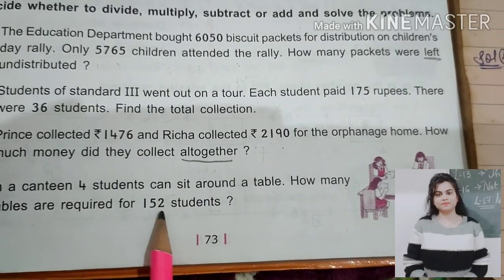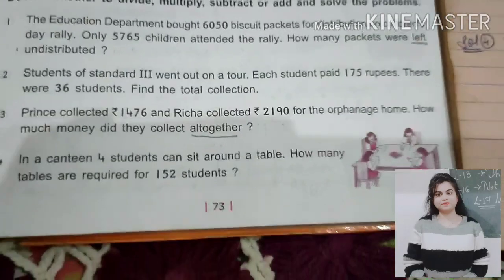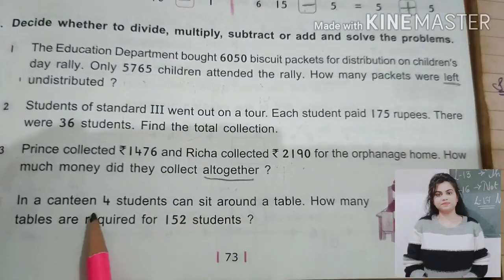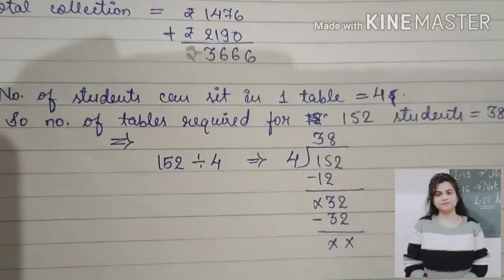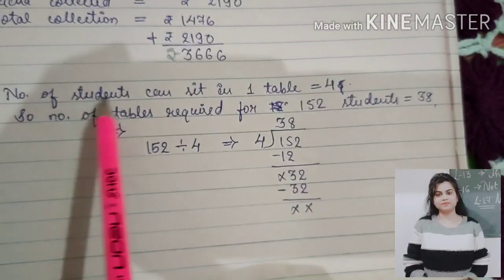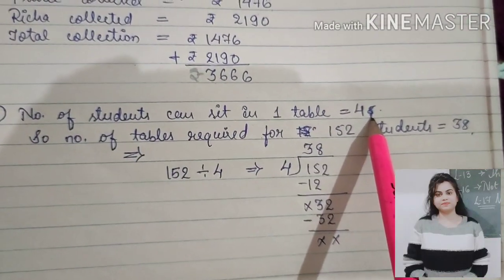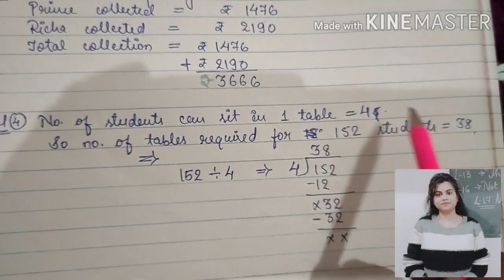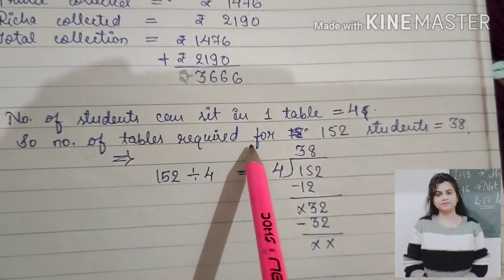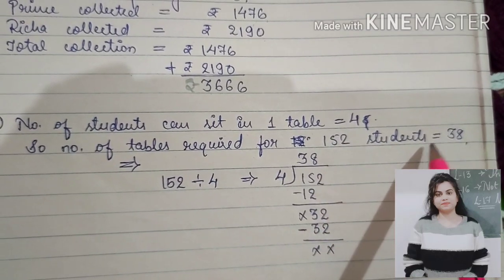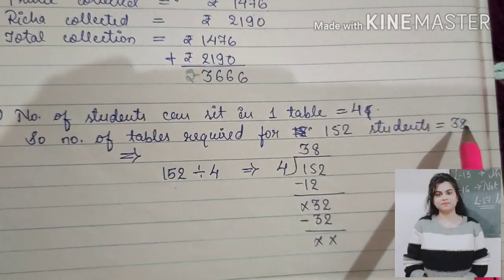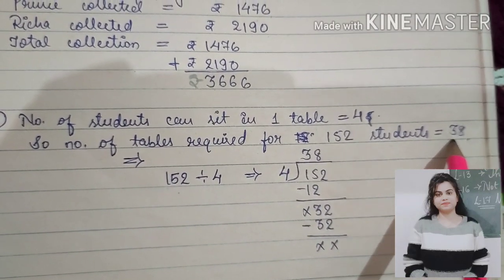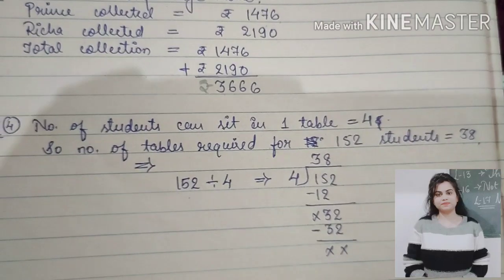Okay. Last question. In a canteen, 4 students can sit around a table. How many tables are required for 152 students? Okay. In one table, 4 students can sit. So, 152 students will sit in how many tables? You will do divide. Number of students who can sit in one table is 4. Okay. So, number of tables required for 152 students will be 152 divided by 4. You will get 38. So, 38 tables are required for 152 students to sit.